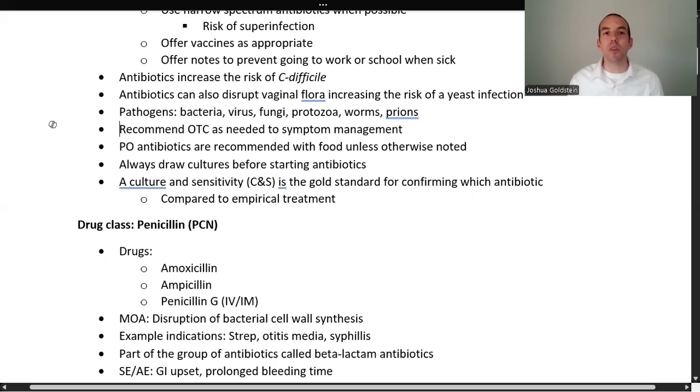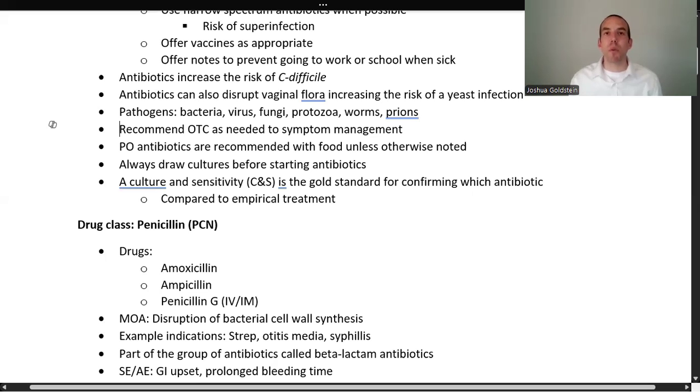If I have the results from a culture and sensitivity, I know for a fact that this patient's bacterial infection in their skin is 100% staph, and it's 100% going to be killed off by, let's say, trimethoprim sulfamethoxazole. That's what a culture and sensitivity does. It tells me exactly what pathogen, which I get from a culture, plus the sensitivity says, for sure, it will be killed off by this and this antibiotic. That's compared to empirical therapy.